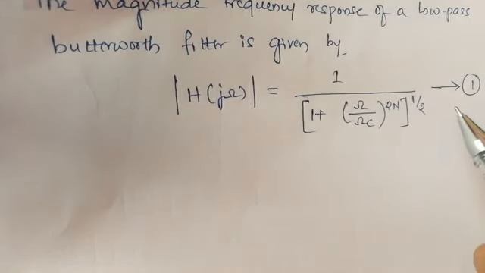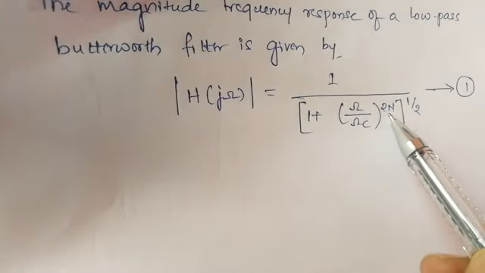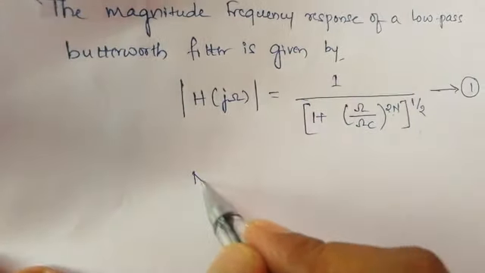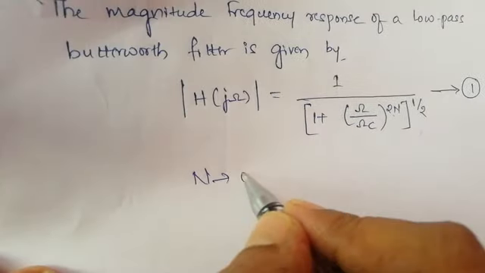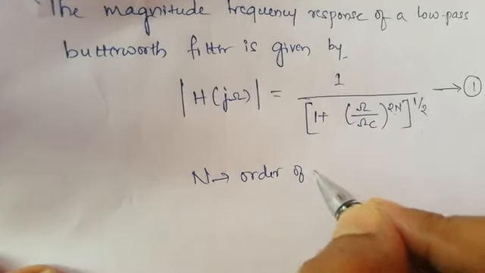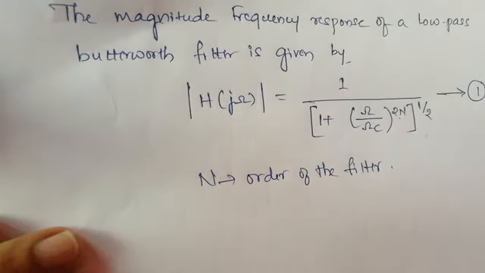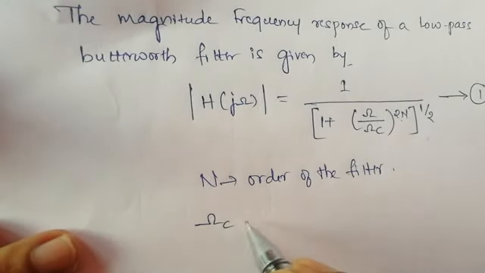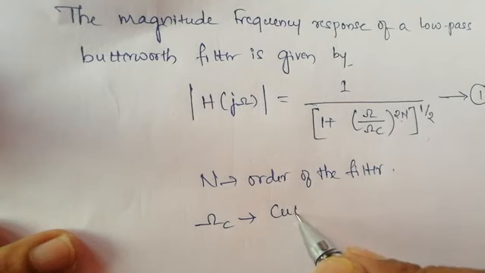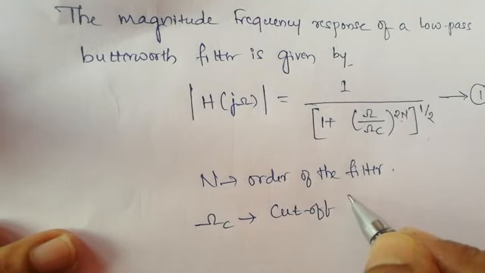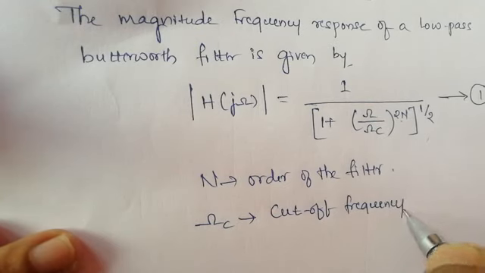Let us represent this as an equation, where n indicates the order of the filter, for which order we are going to design, and ωc indicates the cutoff frequency.